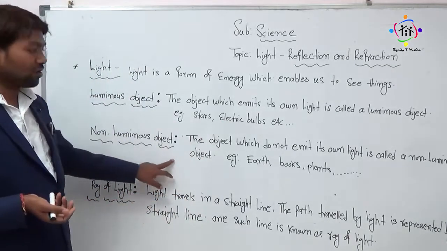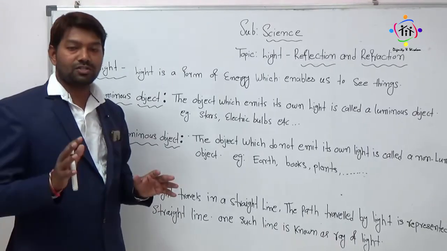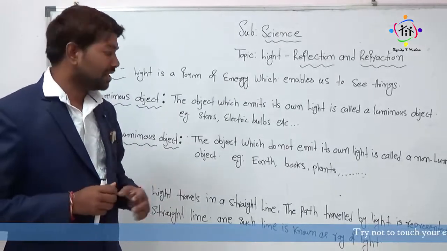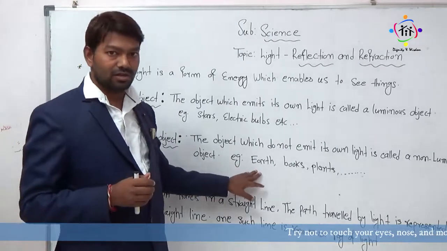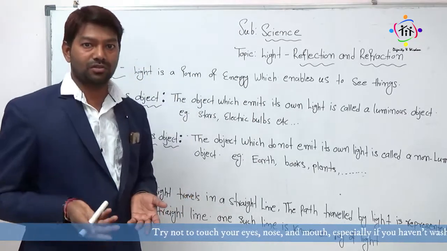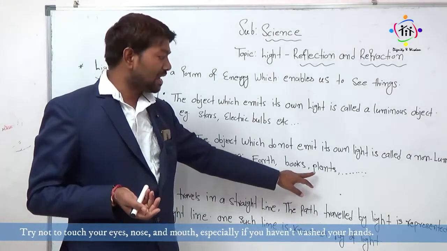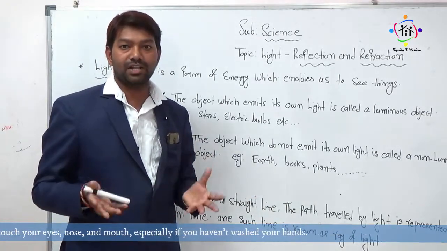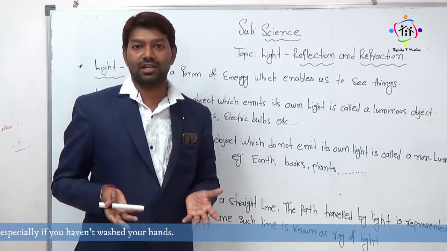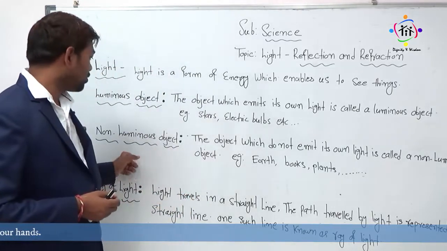And non-luminous object means any object which does not emit its own light. For example, the earth itself does not have light, right? It cannot produce light. Then books, plants, trees, buildings, your home, walls, many things are there which do not emit light. That is called non-luminous object.